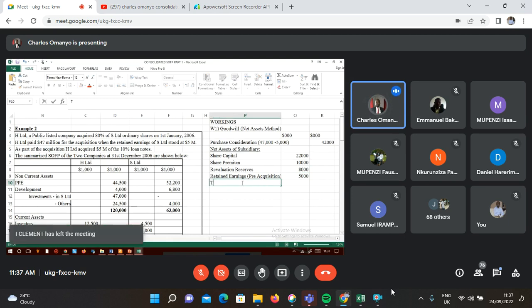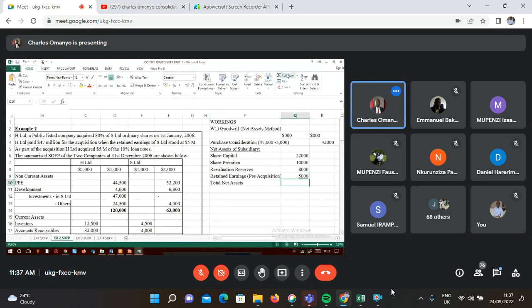So what is the total net assets? Now, if there is a fair value adjustment on non-current assets, you add it there, but it is not here. We will get a question tomorrow morning that has it. Total net assets is 45. And then you get the percentage of total net assets. What percentage did we acquire? 80%, times the net assets of 45. What we get is 36.